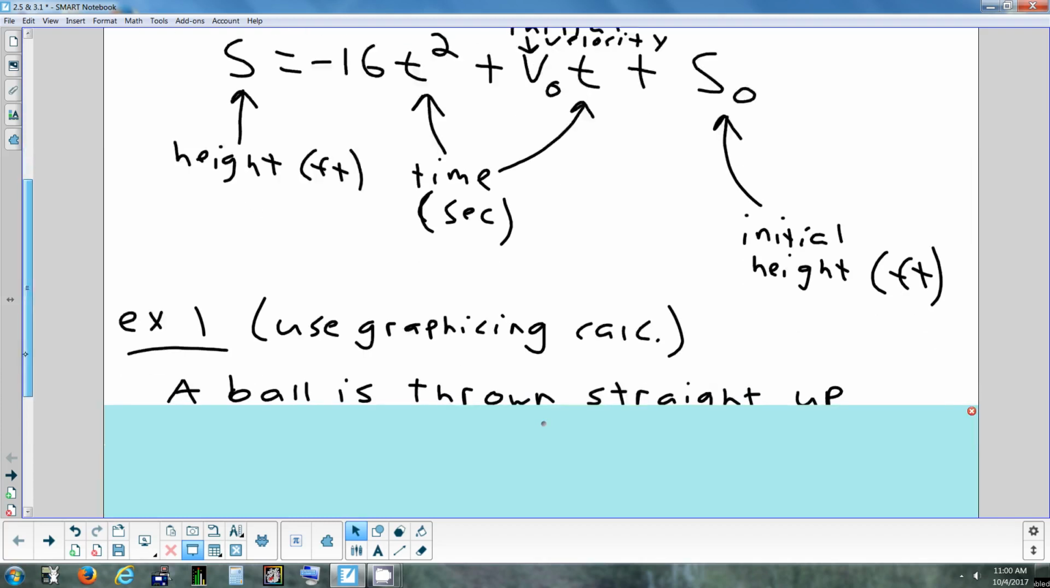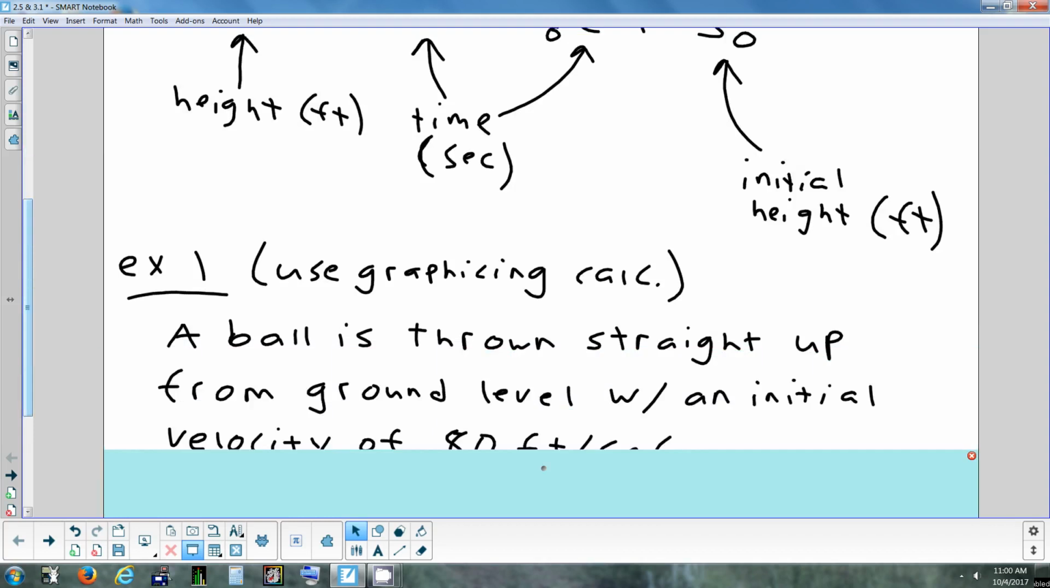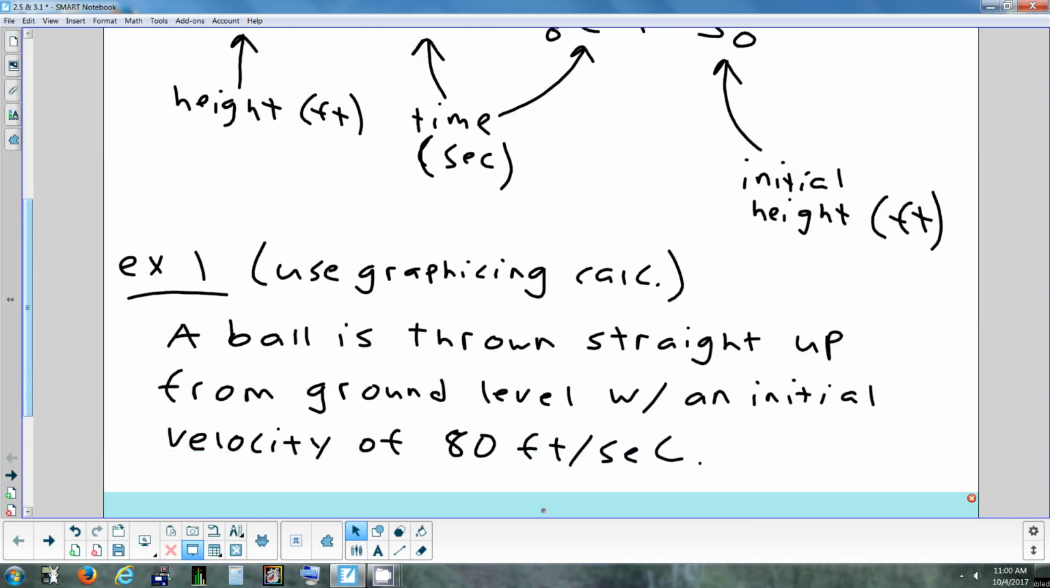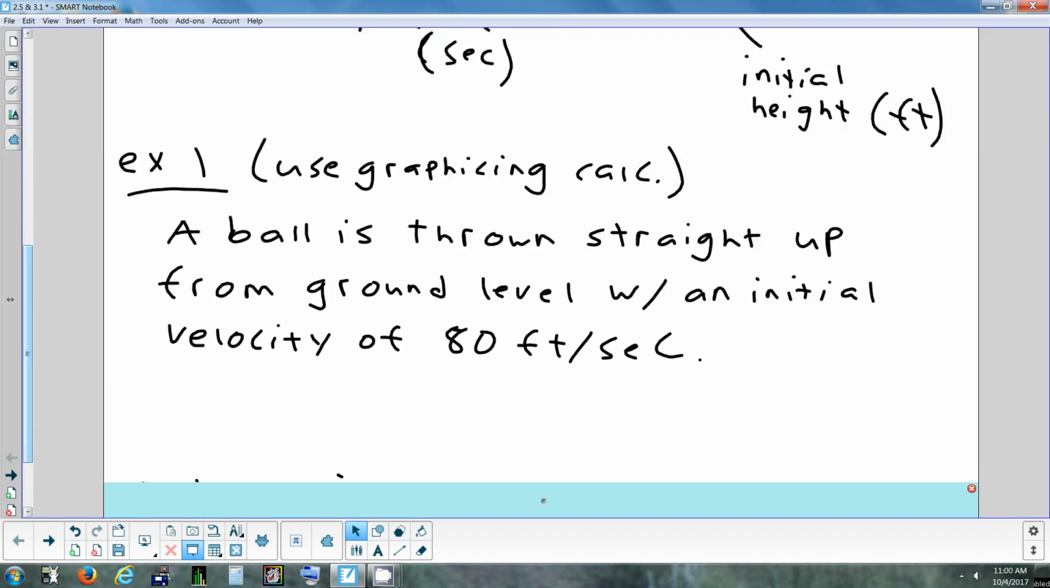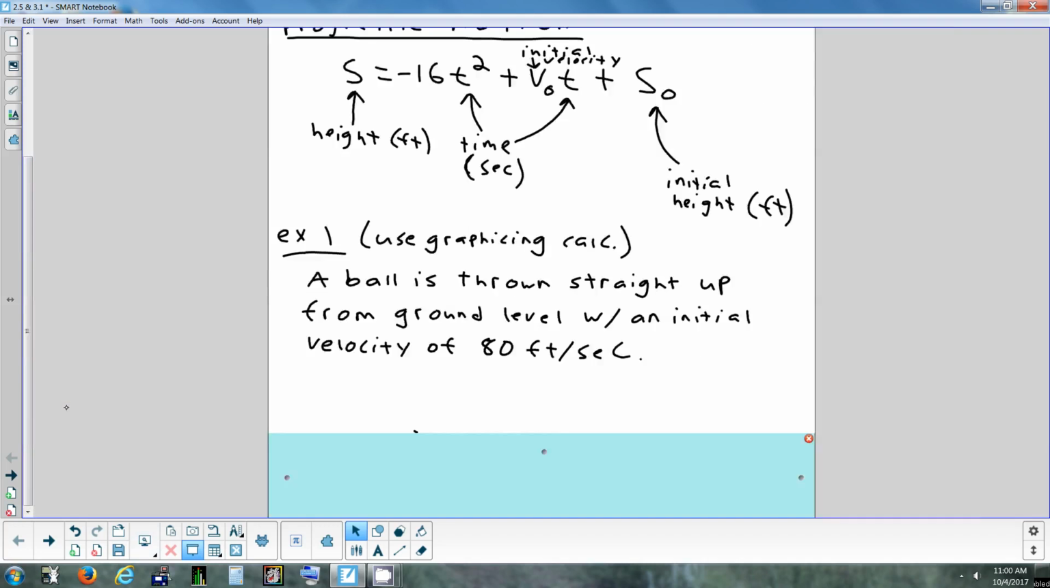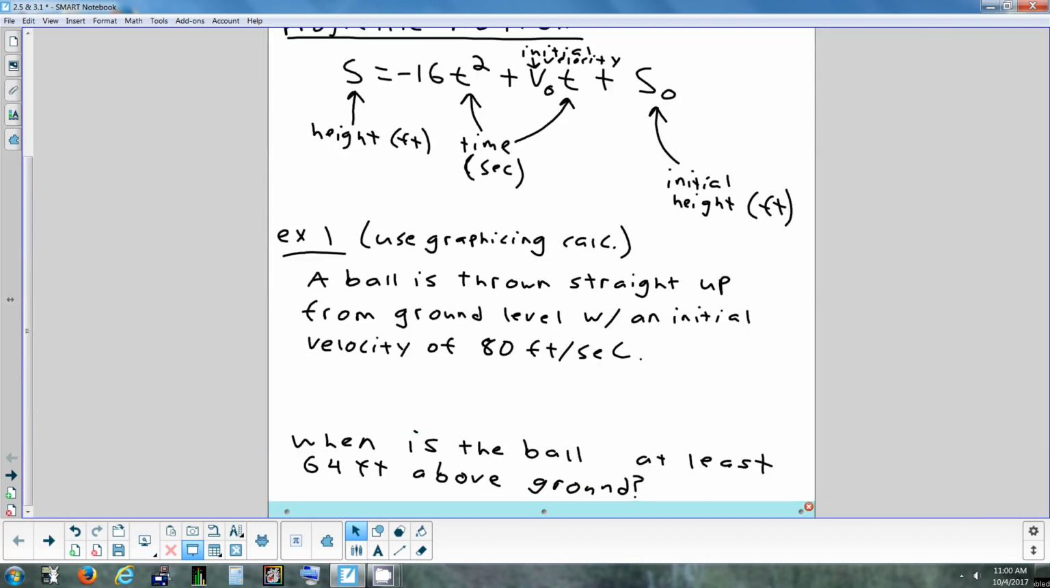Okay, so example 1. A ball is thrown straight up from ground level with an initial velocity of 80 feet per second. So we know it's from ground level, being thrown at 80 feet per second. I want to figure out when the ball is at least 64 feet above the ground. I try to keep the formula up so people can see it, but does everybody have the formula? Now I can make it a little bigger.